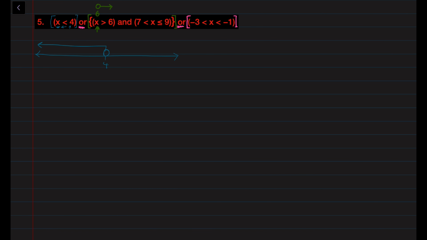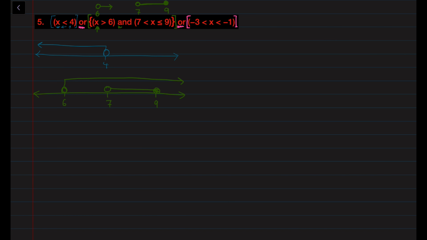And then in this section, we're looking for numbers from 7 to 9, and 7 is not included, and 9 is included, and we're looking for all the numbers in between, like this. So let's draw it on our number line. We have 6 here, we have 7 here, and we have 9 here. We're looking for numbers that are greater than 6 and numbers that are between 7 and 9, like this.